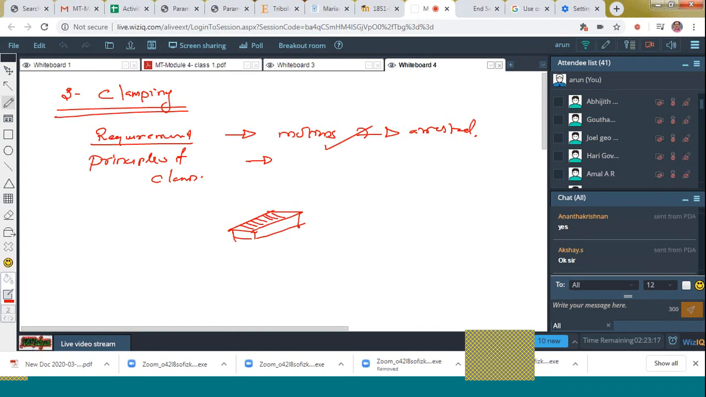Okay. So that is the first thing, the position. The position of the workpiece can be arrested. Yes, Rohit, what are you saying? Yeah. Next is the strength of the clamp. Strength of the clamp. What is the meaning of that? The strength.